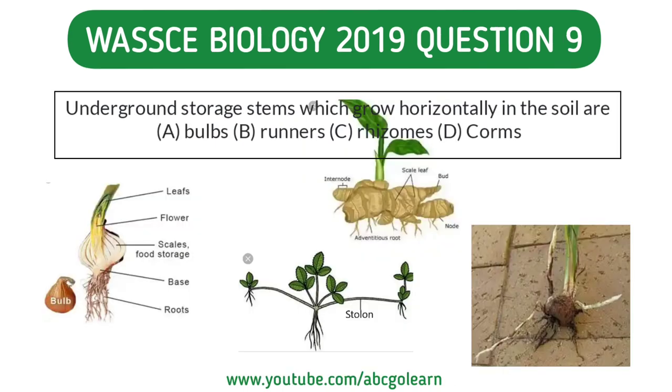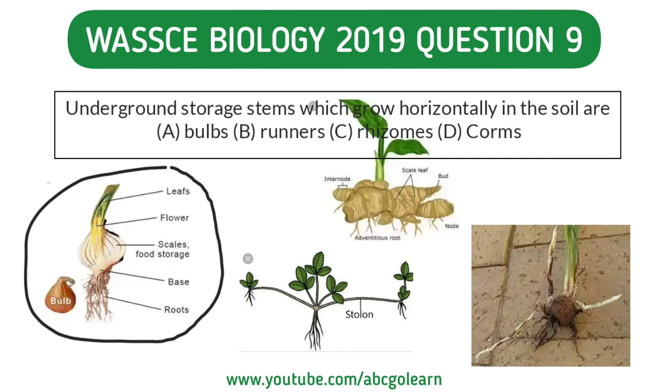Question number 9 of WASSCE 2019 biology question. Underground storage stems which grow horizontally in the soil are: A, bulbs, B, runners, C, rhizomes, D, corms. Let me divide this before we pick the right answer. A bulb is a rounded underground storage organ present in some plants, consisting of a short stem surrounded by fleshy scale leaves or leaf base. This kind of storage organ is found in onion, garlic, and also potato. This is an example of what we call bulbs.